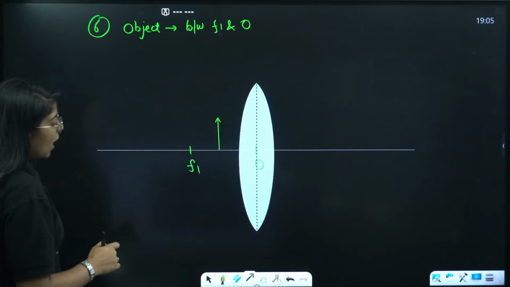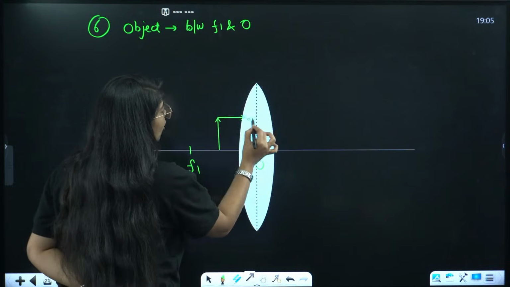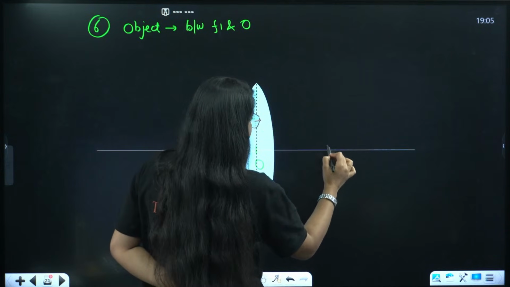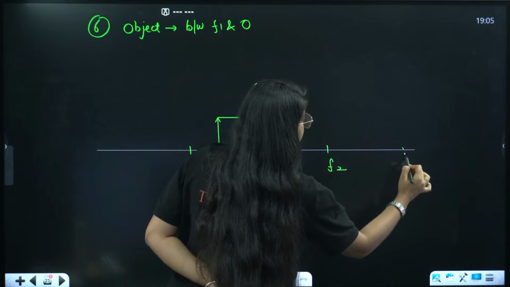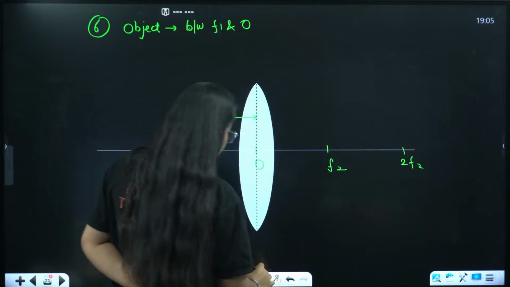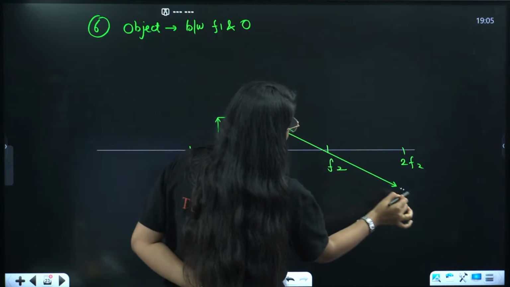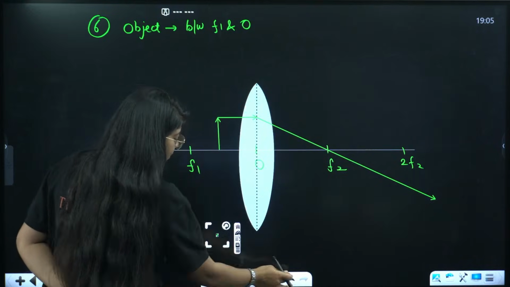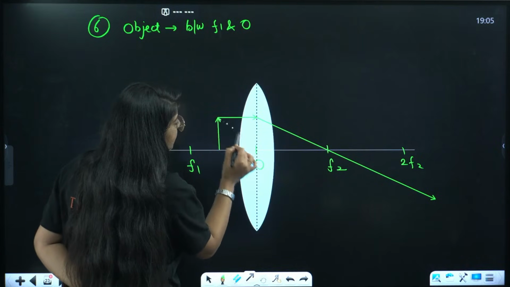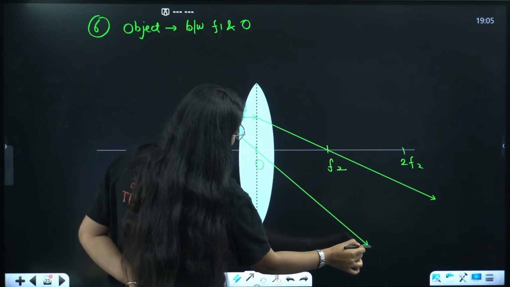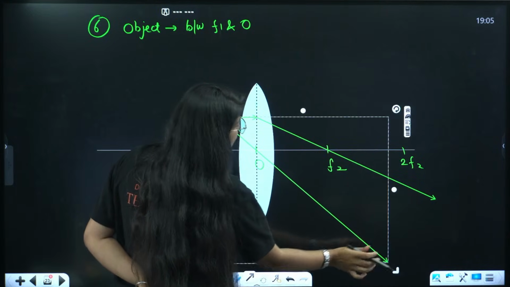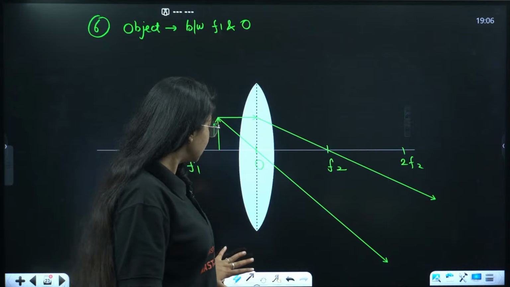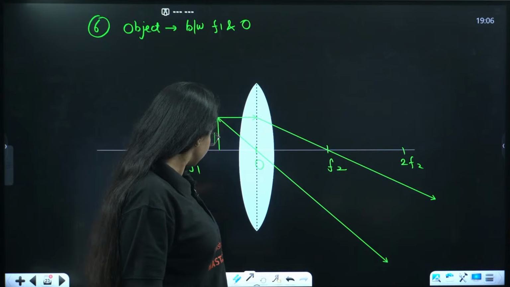चलो. Now, in this case, one ray will go parallel and it will pass through the focus. So, let's say this is F2, this is 2F2. So, it will pass through the focus, right? And the another ray is passing through optical center. See now, very carefully. Now, can you clearly see that these rays are drifting apart? Right? These rays are drifting apart.